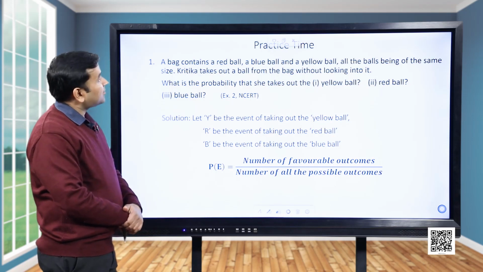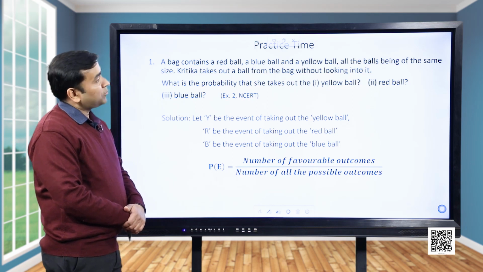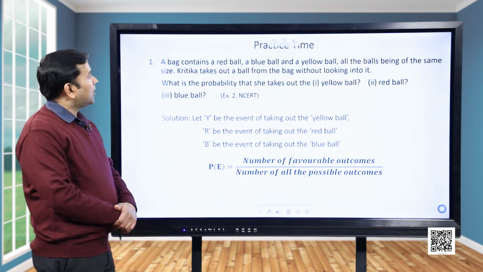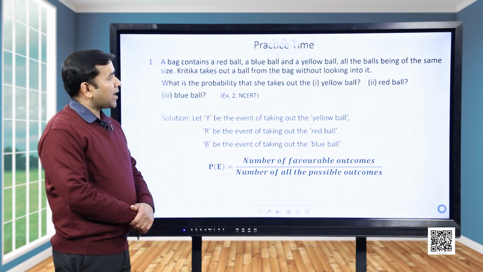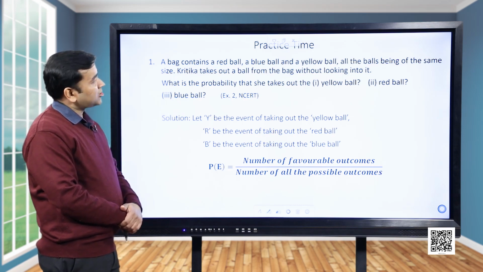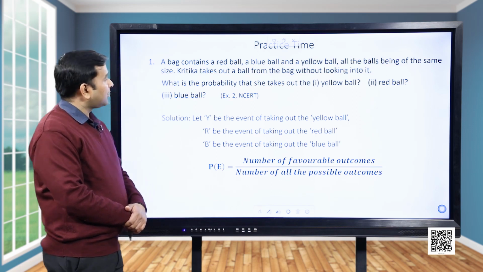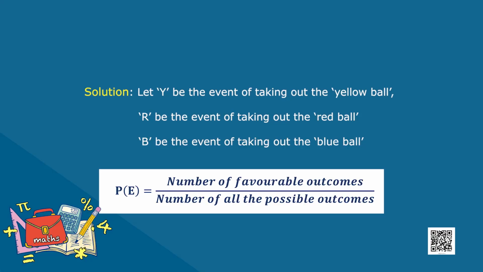A bag contains a red ball, a blue ball and a yellow ball, all the balls being of the same size. Kritika takes out a ball from the bag without looking into it. What is the probability that she takes out the yellow ball, and second part, the red ball, and lastly the blue ball? So let Y be the event of taking out a yellow ball, B be the event of taking out the blue ball, and R be the event of taking out the red ball.